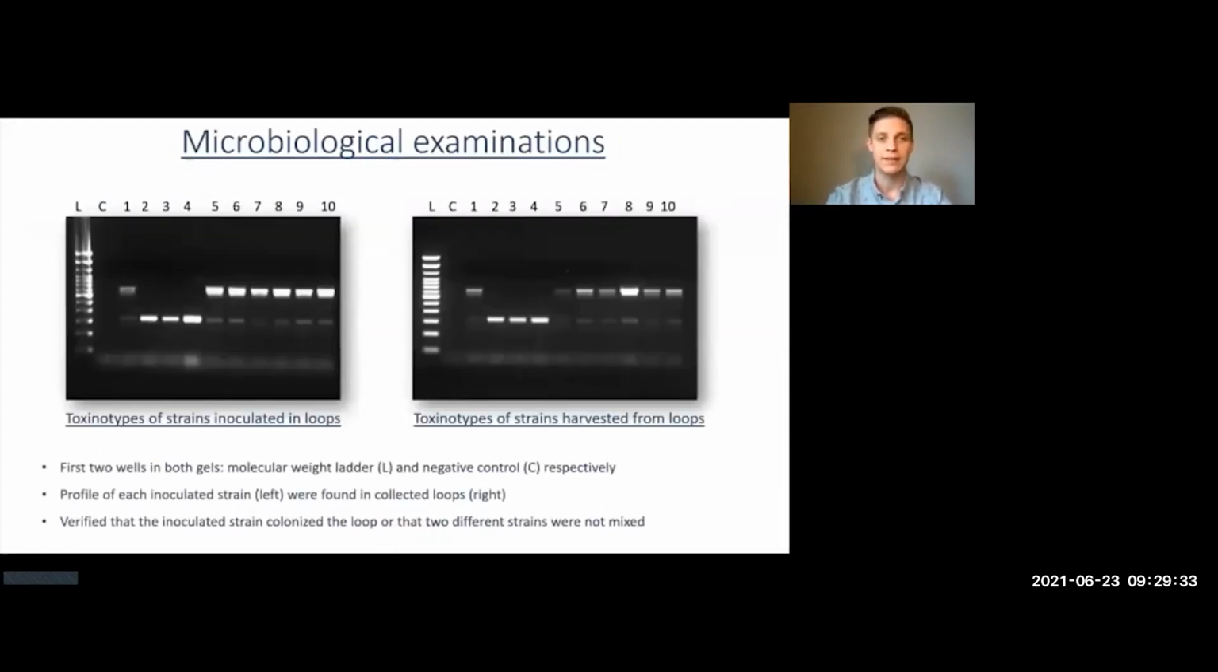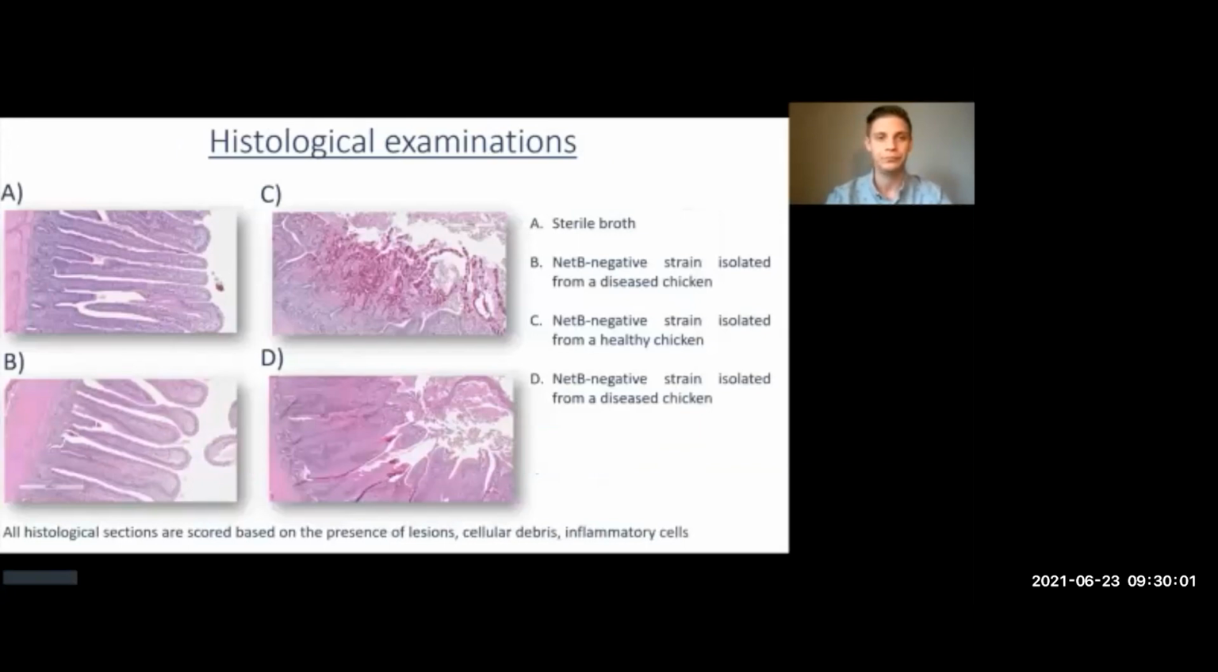So let's start with the microbiological examinations. We wanted to take a look at the taxonotyping profiles of strains inoculated in the loop and strains that were harvested from the loops post-euthanasia. This was a way to verify that the inoculated strains could properly colonize the loop, and to make sure that there were not 2 different strains mixed inside the loop.